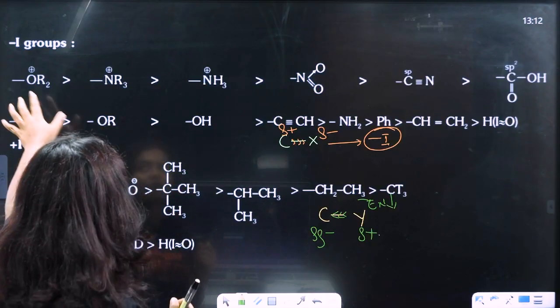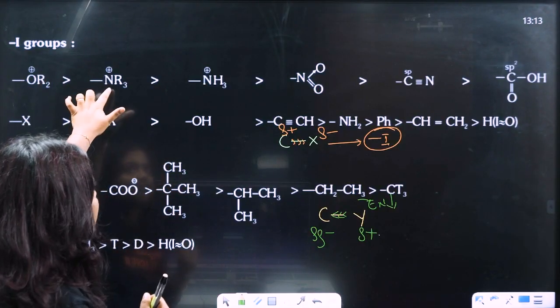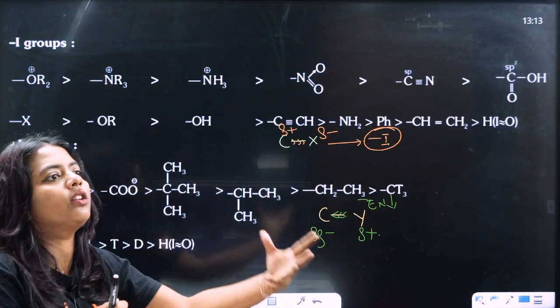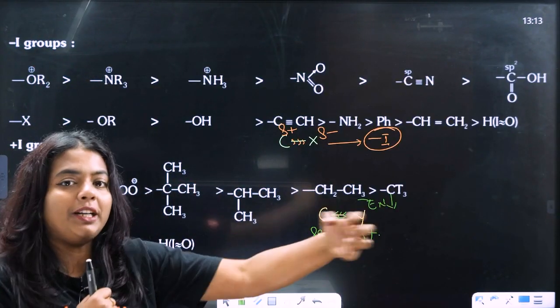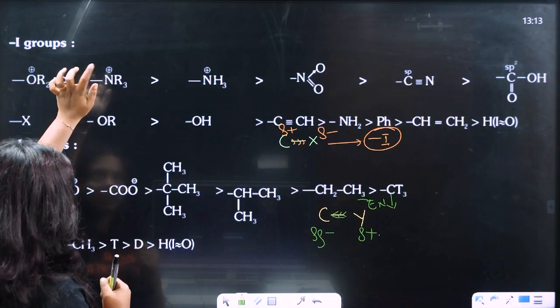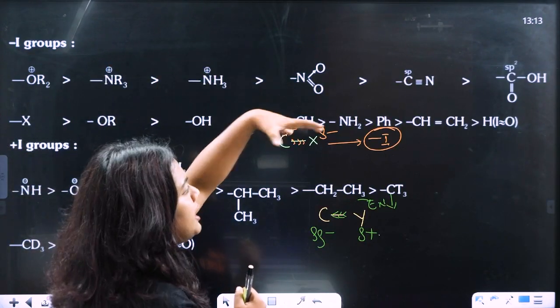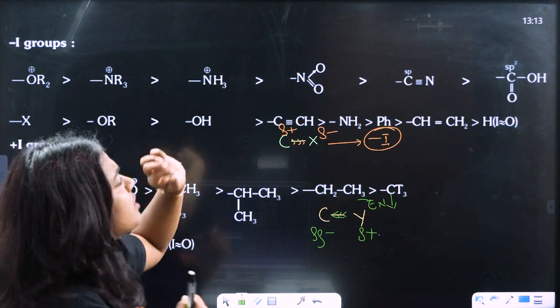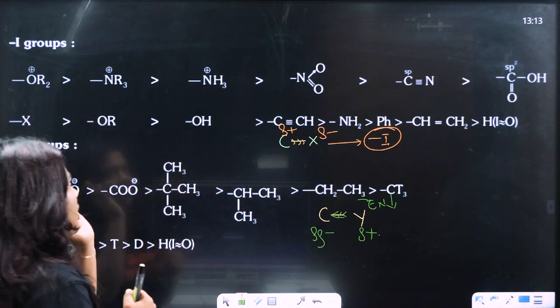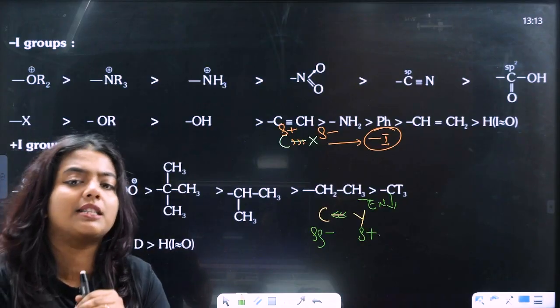Here you can see the order of this. OR2 minus will be greater than NR3 plus; OR2 plus will be greater because the cations need electrons now, so they will be taking the electrons. So OR2 plus, NR3 plus, NH3 plus, NO2, C triple bond, CHO, and the halogens, OH, all these are considered as minus I groups.